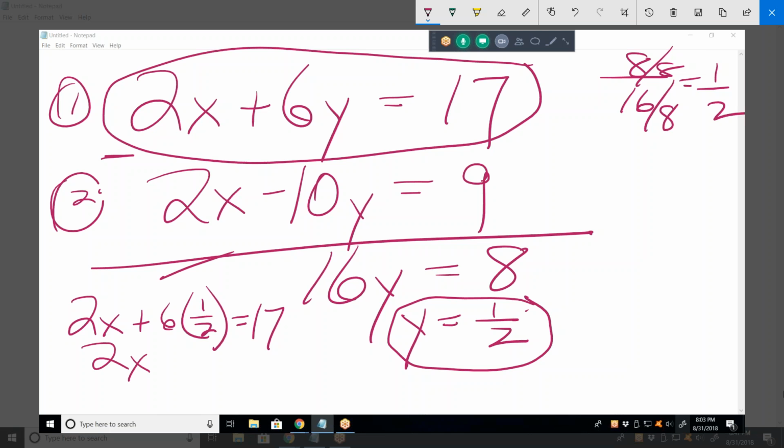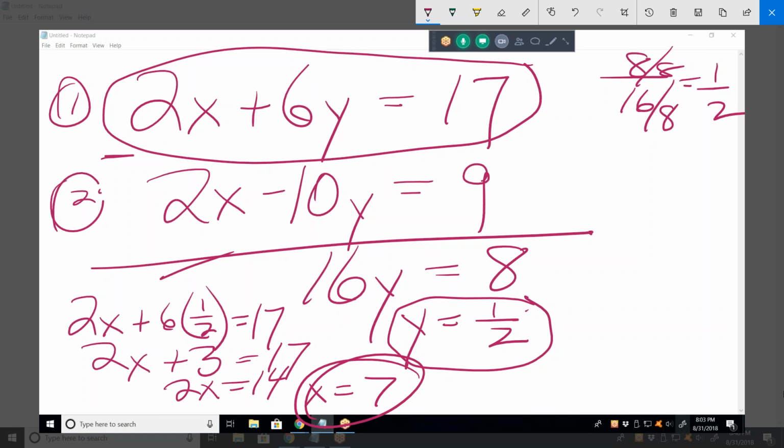Now you can simplify and turn it into a 3. Now you can say 2x equals 14, and you get x equals 7. And there you have a unique solution for x and a unique solution for y. And again, if they said your life depended on that answer, you go back and plug it in at least into one of them to make sure that it was a true statement.